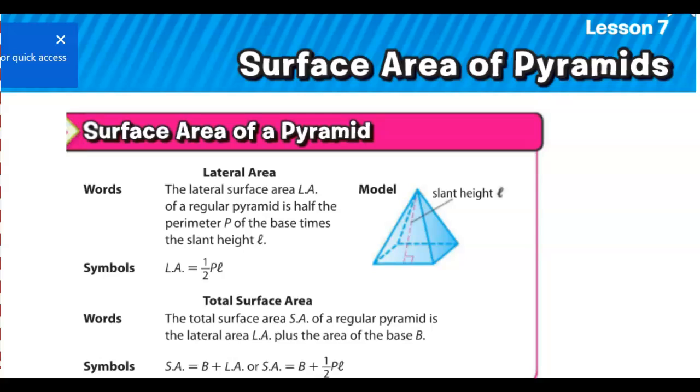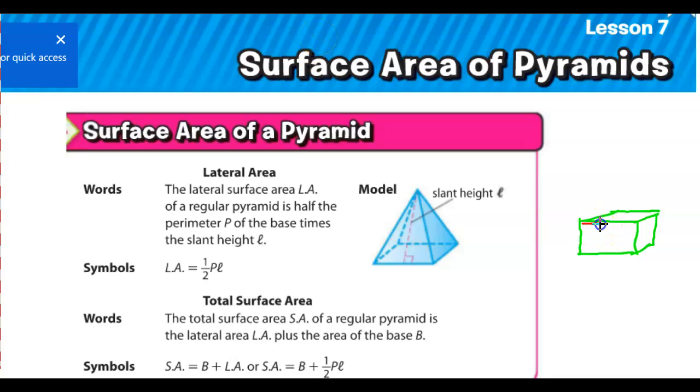Today we're going to take a look at Chapter 8, Lesson 7, Surface Area of a Pyramid. So before we get started, I want you guys to understand what surface area is. If you had a package, let's say it's an Amazon box, right? And you wanted to wrap that box in paper for a gift. Surface area is going to be all the paper that's around this.